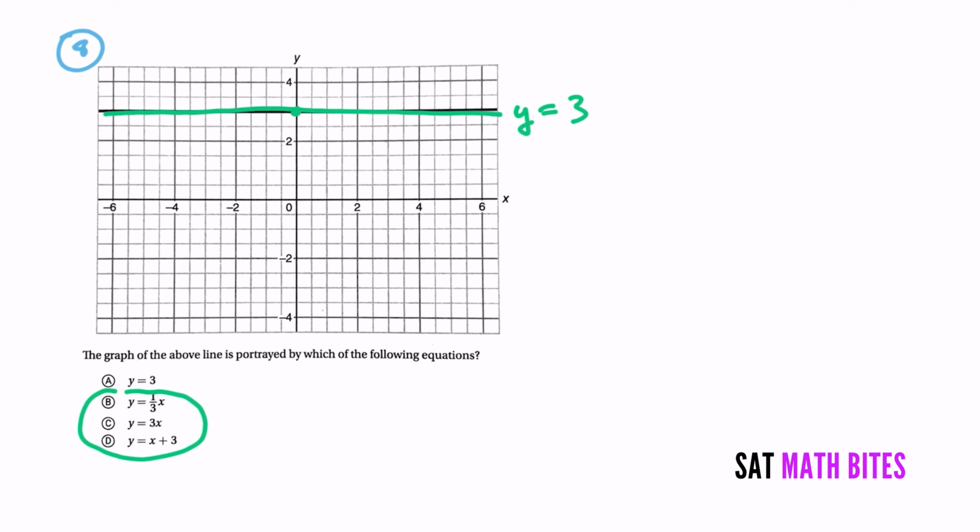slope, which means that this line would be increasing. It would be going up from left to right. This one over here, y equals 3, has a 0 slope, meaning it's horizontal. So the answer to number 8 is A.